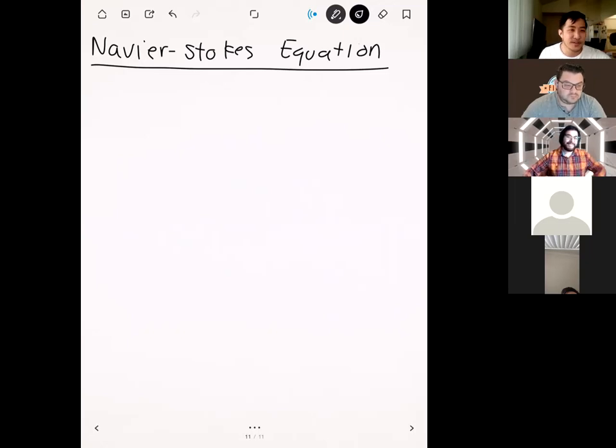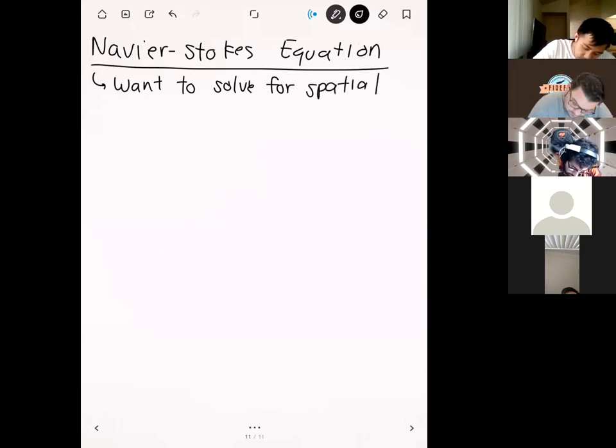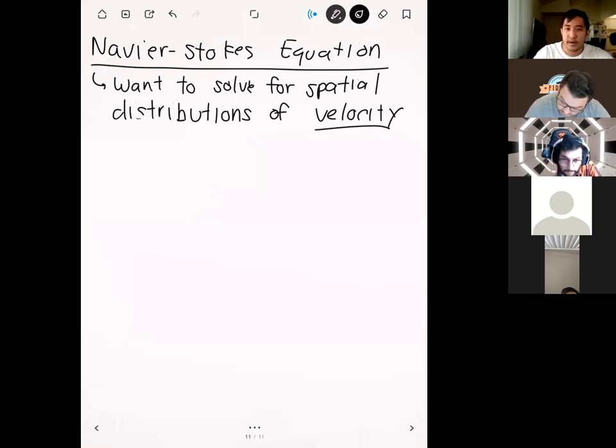I'm connected to Navier-Stokes." Okay, and so what do we use it for? The idea behind Navier-Stokes is the same as potential flow, in that we want to solve for the spatial distributions of velocity. Remember, potential flow allowed us to do that. The way we did that was we took a stream function, took the derivatives, and got the velocities, and so on.